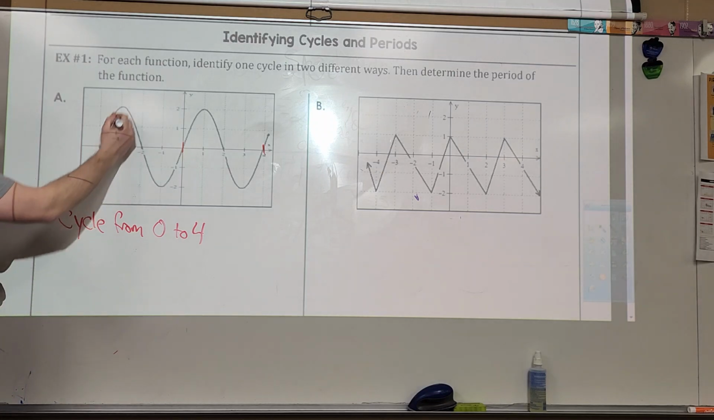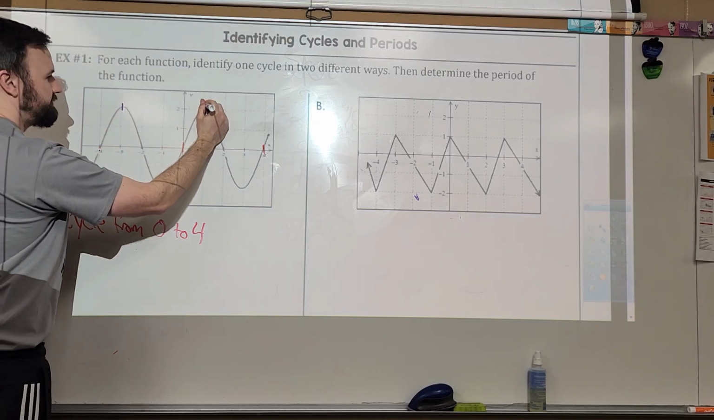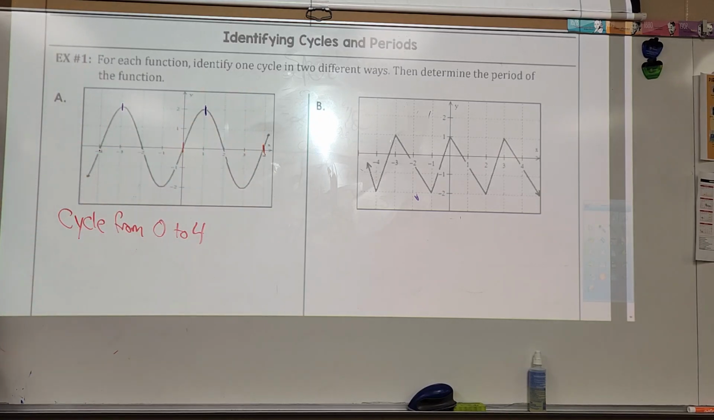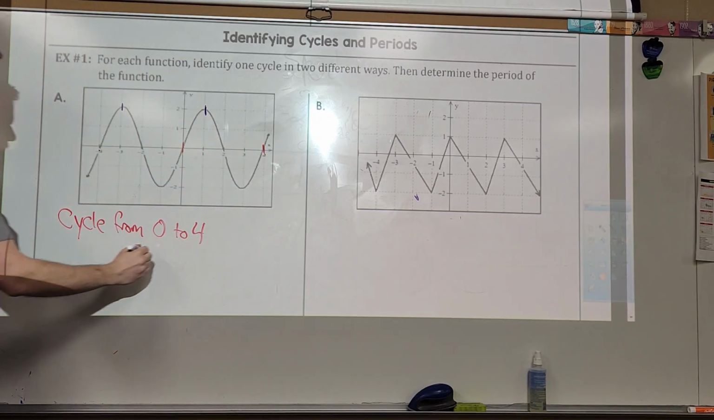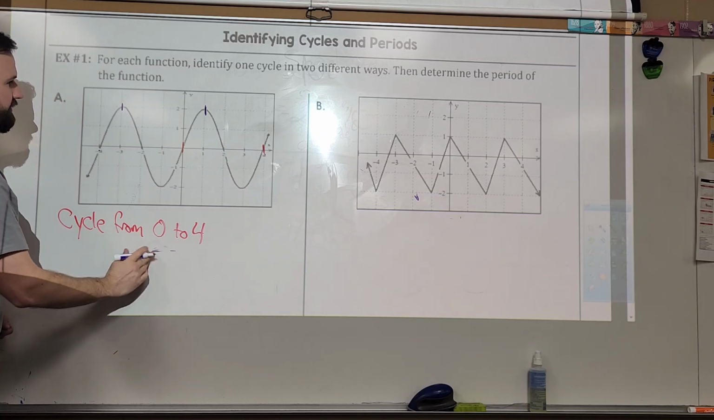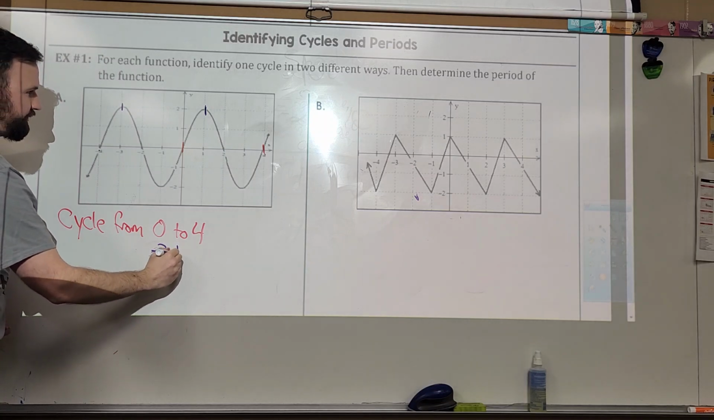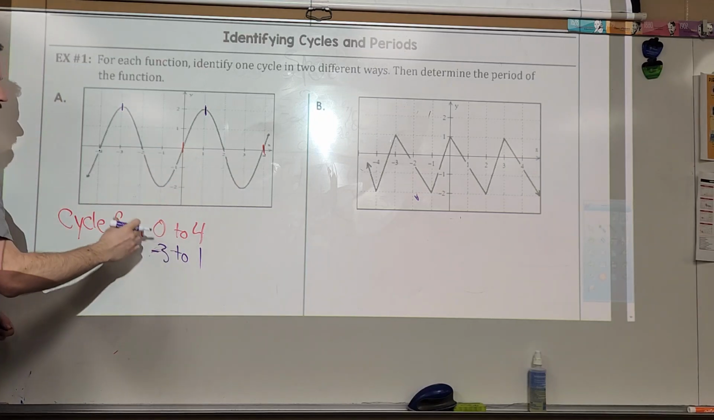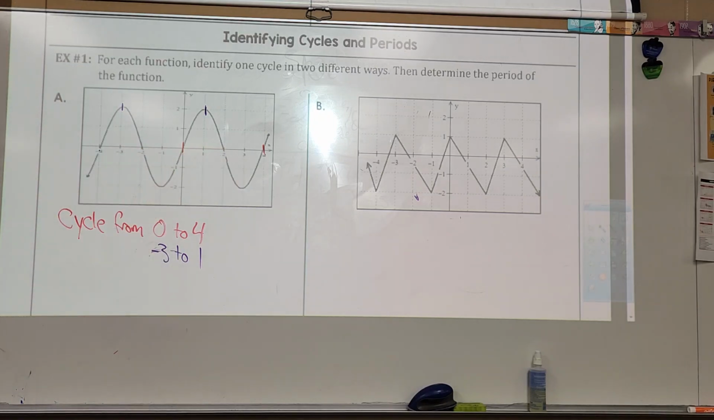Watch this. You guys want to do a wild one? Could I do -3 to 1? As long as I get one full cycle in it, right? So I have another one from -3 to 1. Could I have done -1 to 3? -2 to 2? Could I pick any range of 4? Yeah, because the period's 4, right?